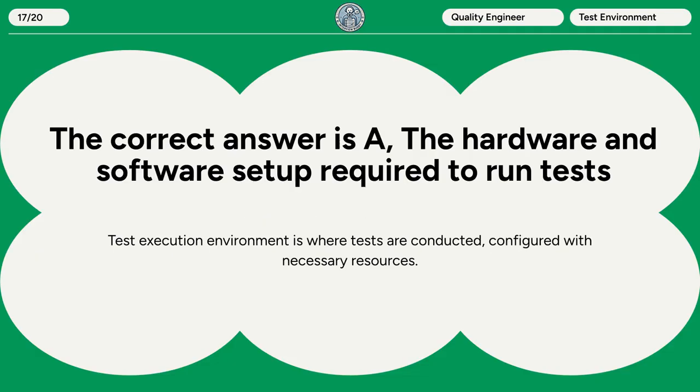The correct answer is A. The hardware and software setup required to run tests. Test execution environment is where tests are conducted, configured with necessary resources.